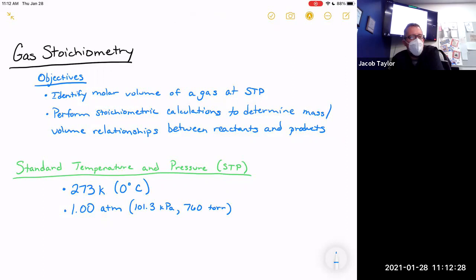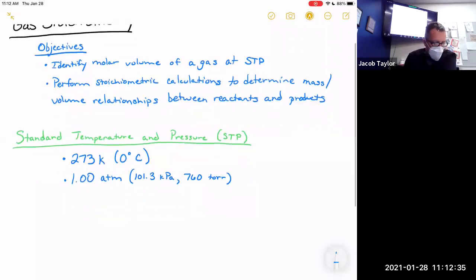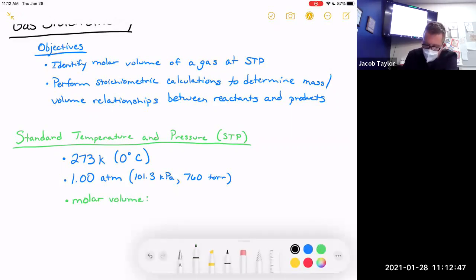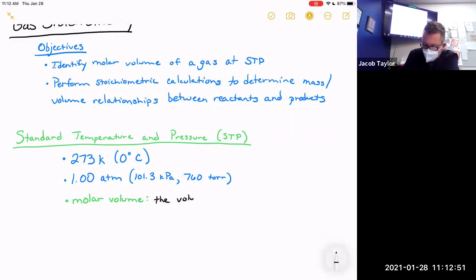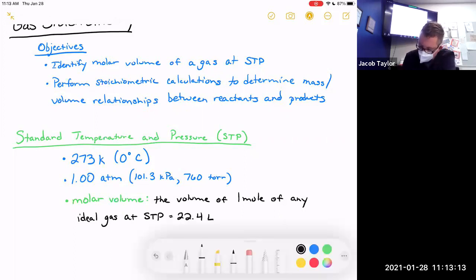If you have a gas at standard temperature and pressure, if it's at 273 degrees Kelvin and 1 atmosphere, then we know the molar volume. And I heard somebody say it. That's exactly right, Peyton, 22.4. The volume of 1 mole of any ideal gas at standard temperature and pressure is 22.4 liters.